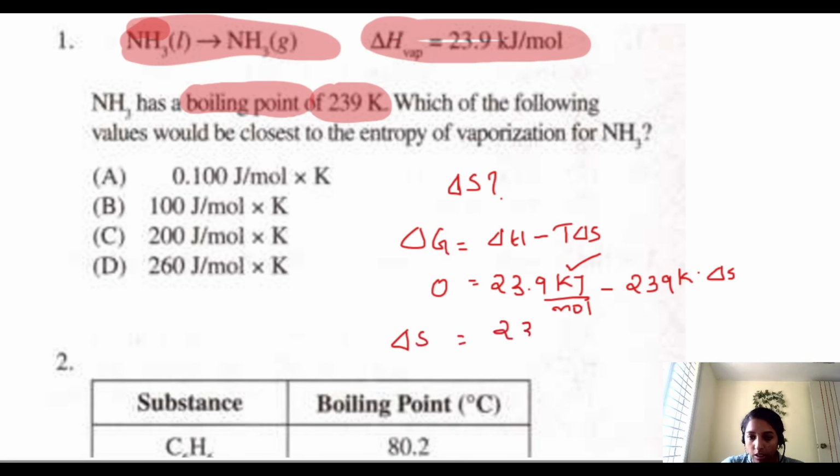Yes, 23.9 kilojoule per mole divided by 239 Kelvin. But make sure kilojoule has to be converted to joule. 1 kilojoule is equal to 1000 joule. So that's all. While you're doing so, you can get the answer. So the answer is B. Did you get the answer?